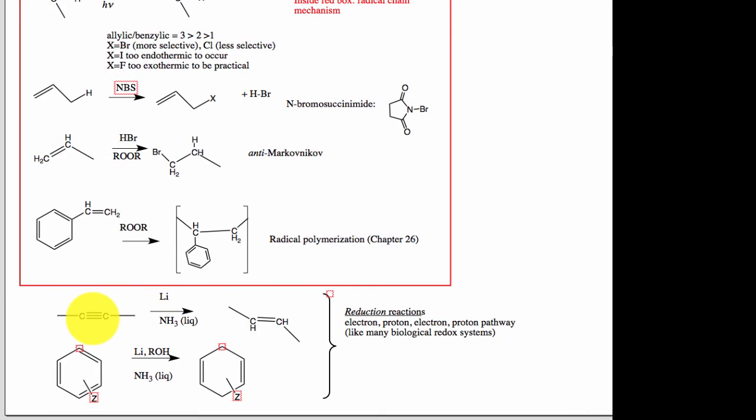The last 2 reactions we looked at involved electron-proton transfer, in which the alkali metal would give one electron to a LUMO, creating a radical anion, which is protonated, which would get another electron, making another anion, which is protonated. In the case of the alkyne to alkene, the proton source is the solvent, liquid ammonia. And in the case of benzene or substituted benzene, the proton source is an alcohol.